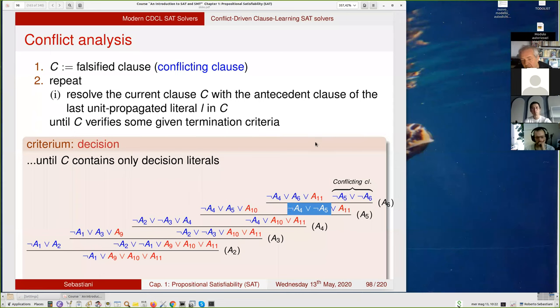Now we have two unit-propagated literals, which are A4 and A5. Who is the most recent unit-propagated literal? A5, not A5, right? Where was it assigned? So, well, the most recent unit-propagated was A5, okay? So what is the antecedent clause? This clause here, which is, I don't remember, C3 or C4. I resolve with this. I obtain this clause here. Now I have only one unit-propagated literal. I mark here in blue the unit-propagated literal, and in red the decisions, okay?